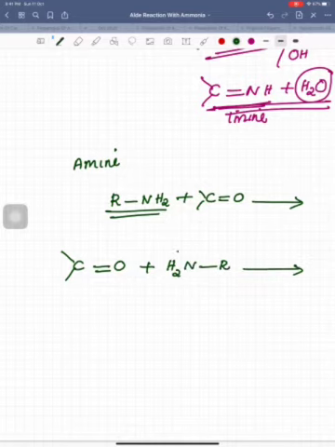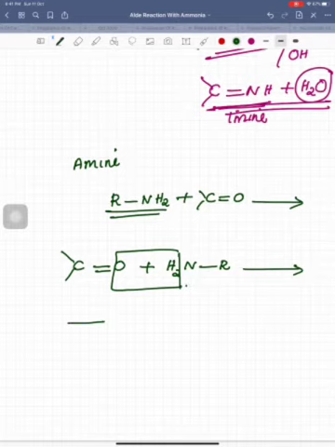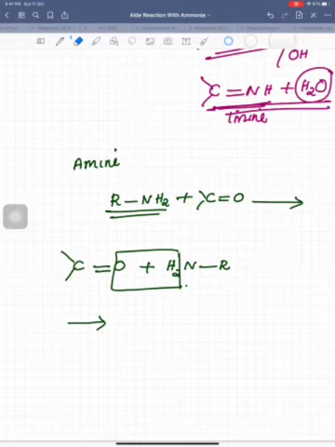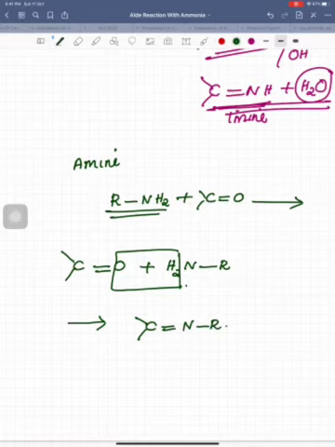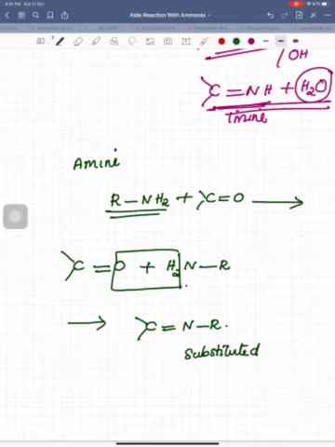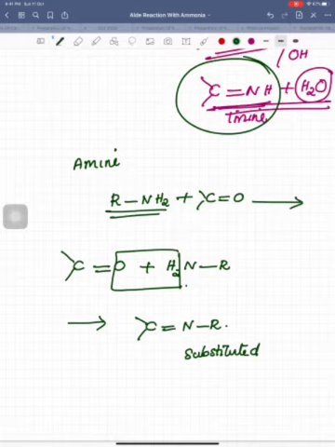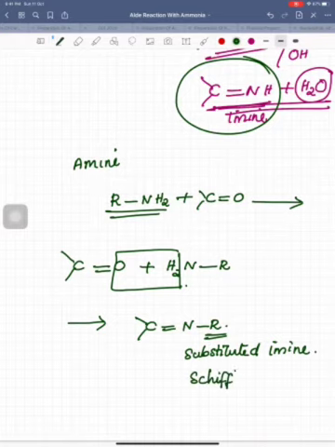Then what's the product? You just eliminate water, and the resulting product, to join it together, is C double bond N R. So this is said to be a substituted imine. In the previous one we studied, we simply called it imine, but here the R group comes here, that's why it is said to be a substituted imine. Then it is a part of Schiff's base.